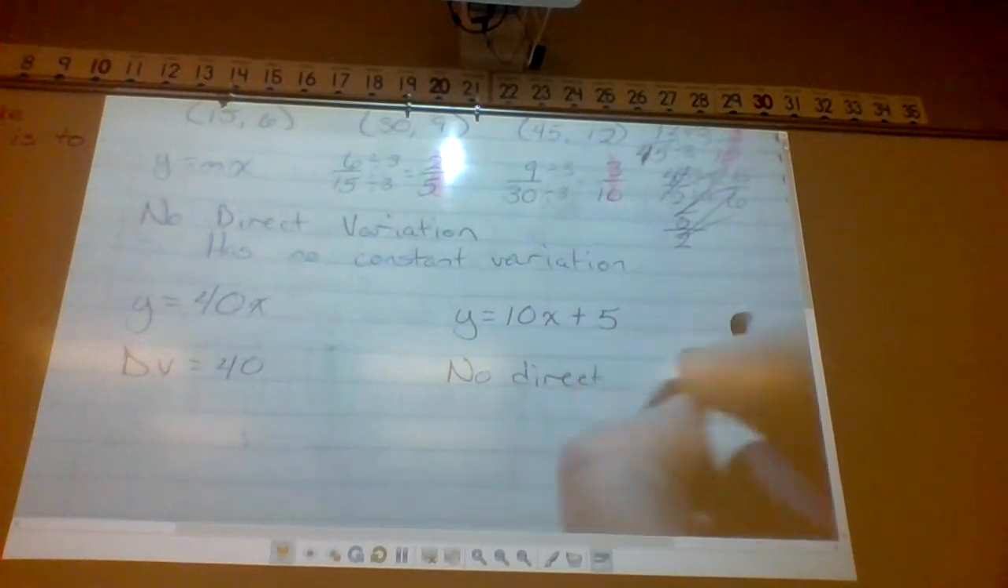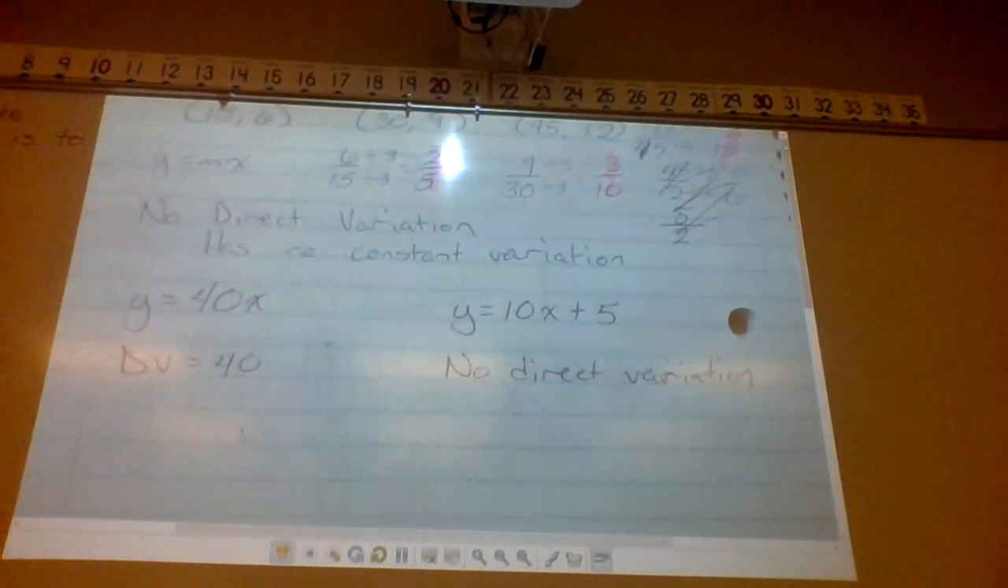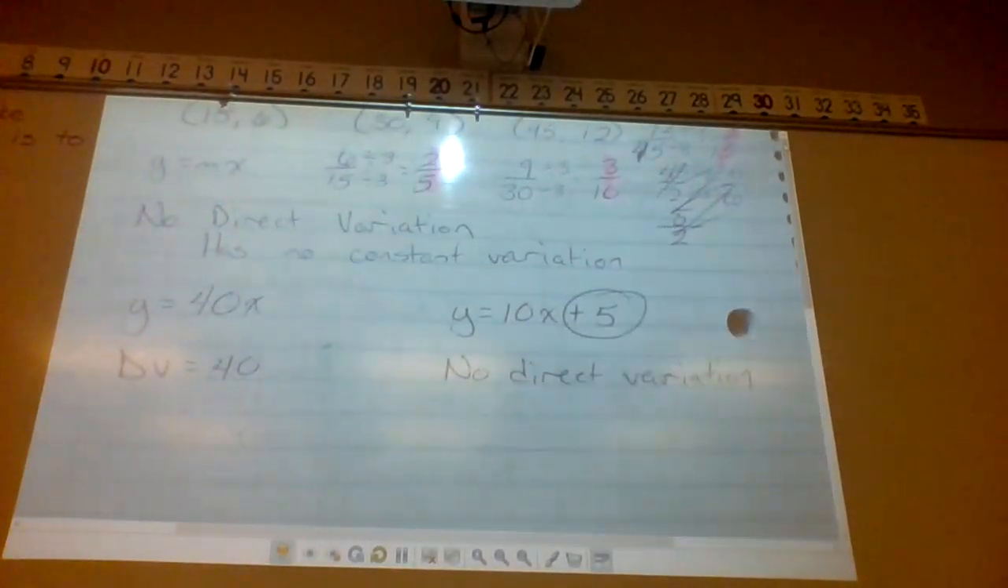Oh, no. Want to know why? That plus 5 threw us off. If you add anything to that y equals mx, there is no direct variation. So it's either y equals a number times x, you have direct variation, it's the number given, or it's y equals a number times x plus a constant, and because of that constant, there is no direct variation.